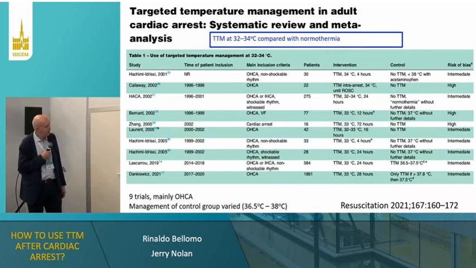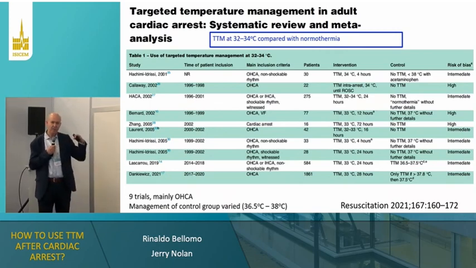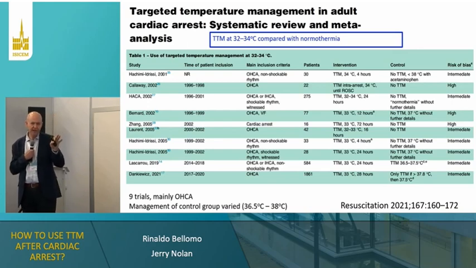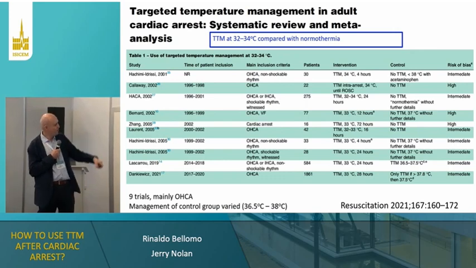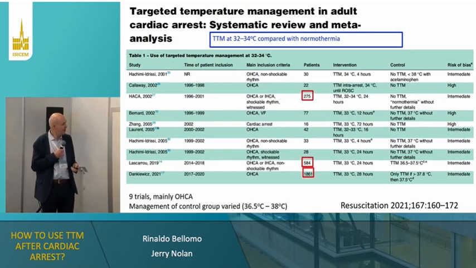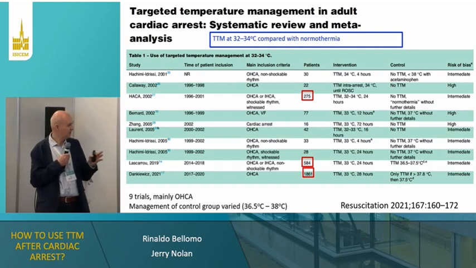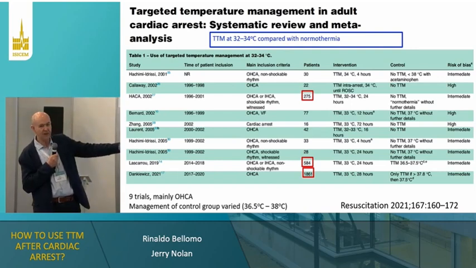If you look at the recent systematic review that kind of underpinned the recent guidelines from ILCOR, from the ERC, and indeed from the AHA, this was the systematic review that compared 32 to 34, so around 33, with normothermia. So these are the randomized trials that are out there. Just to highlight the point, there are only 3 of those trials with significant numbers of patients. The rest of them are all less than 100 patients.